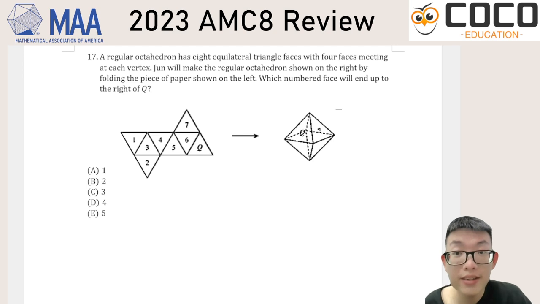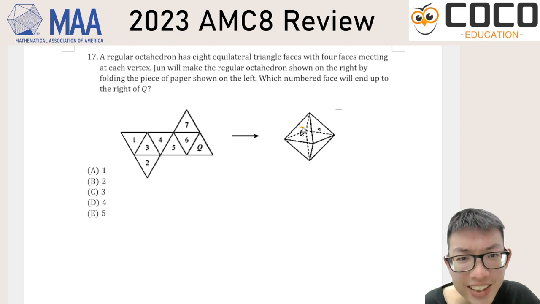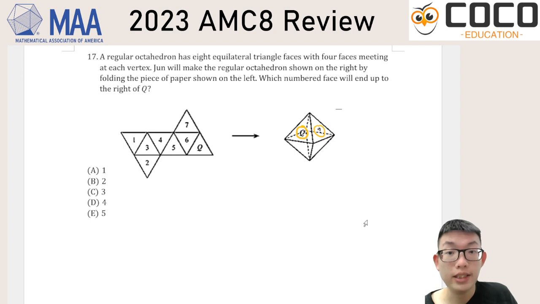Question 17. A regular octahedron has 8 equilateral triangle faces. Just describing an octahedron and then folding it. And which numbered face will end up to the right of Q? Right, so apologies for the slightly low res image. I didn't get the original version for this question, but Q is here and the question mark to the right is down there.